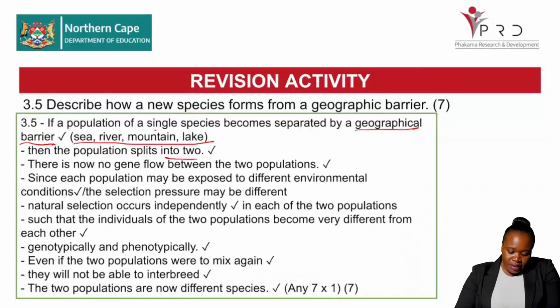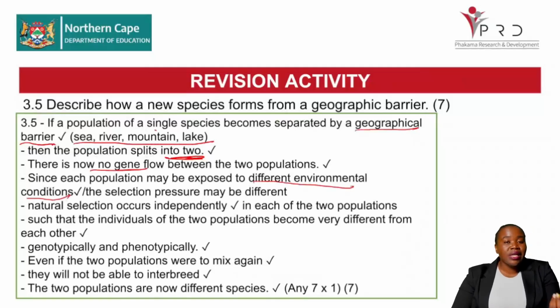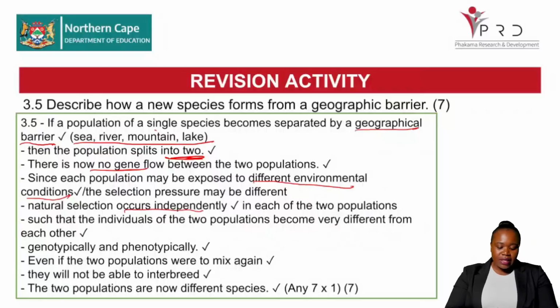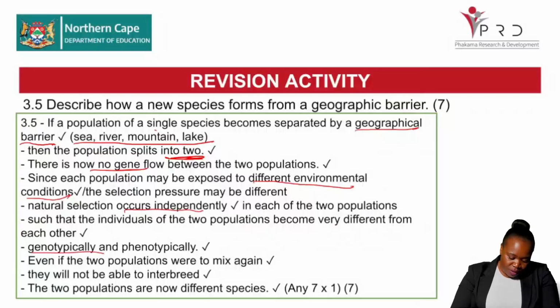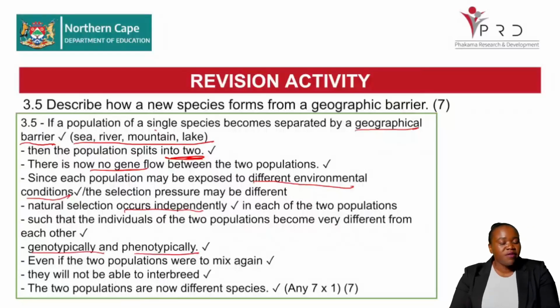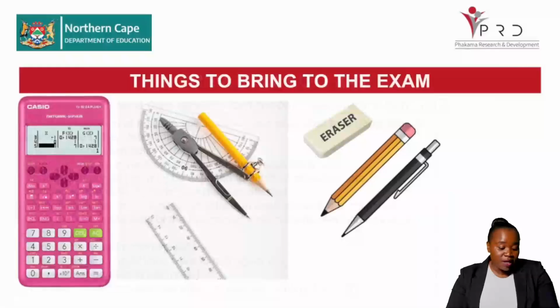Then the population splits into two. There is no gene flow between these two populations since the population may be exposed to different environmental conditions. So the selective pressure is different. Natural selection is taking place independently. Natural selection occurs independently in each of those two populations, such that the individuals are very different from each other, both genotypically and phenotypically. Even if these two populations were to mix again, they will not be able to interbreed because they are now two different species.